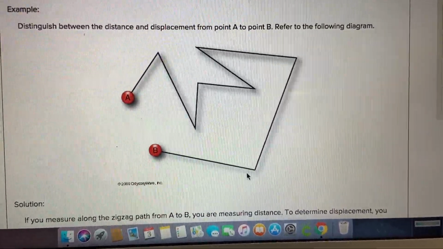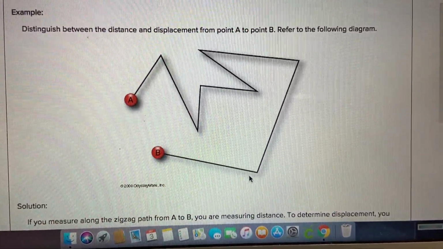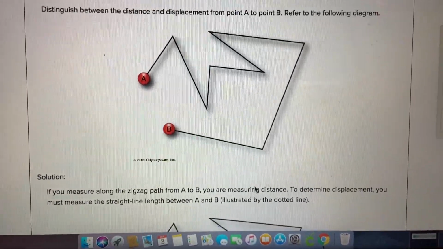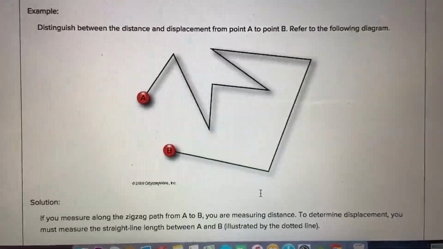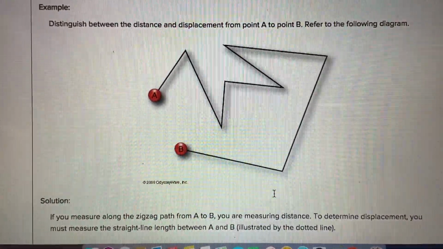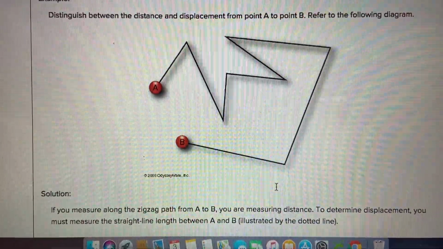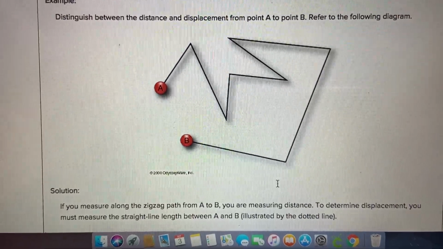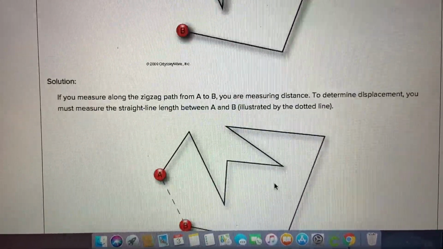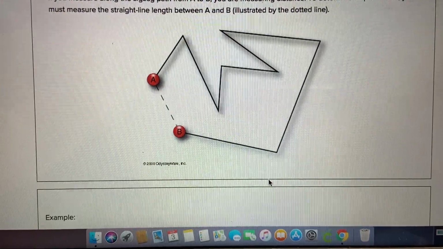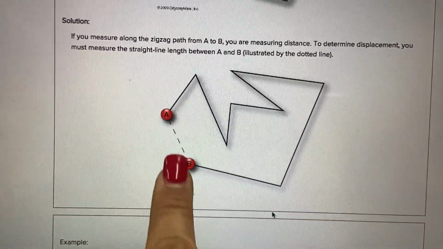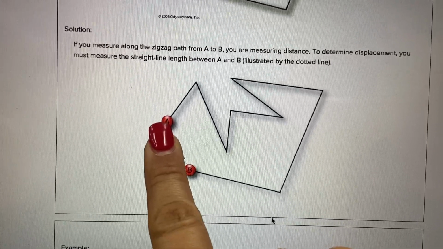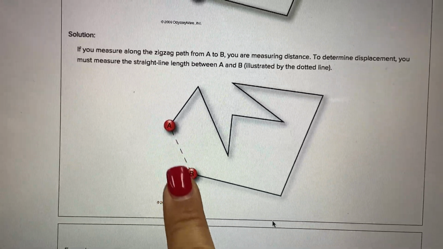Distinguish between the distance and displacement from point A to point B. Refer to the following diagram. If you measure along the zigzag path from A to B, you are measuring distance. To determine displacement, you must measure a straight line between A and B. Okay? So see that dotted line? That's the displacement.